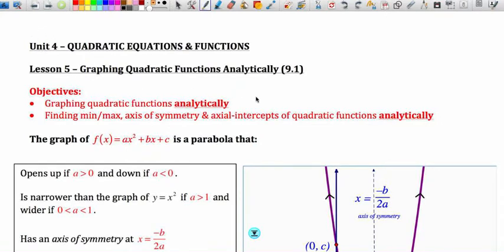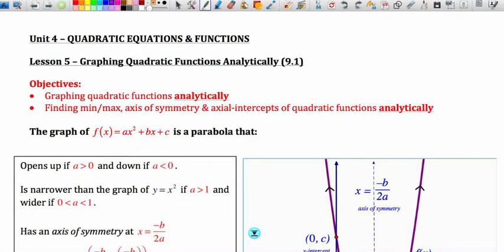Okay, so welcome to part one of graphing quadratic functions. As you can see here, we're going to do it analytically or algebraically now. So we're going to be graphing without the TI Inspire, and we're going to be using different formulas, factoring, and different methods, some of which you've learned in the past, in order to be able to accurately sketch the graph of a parabola.